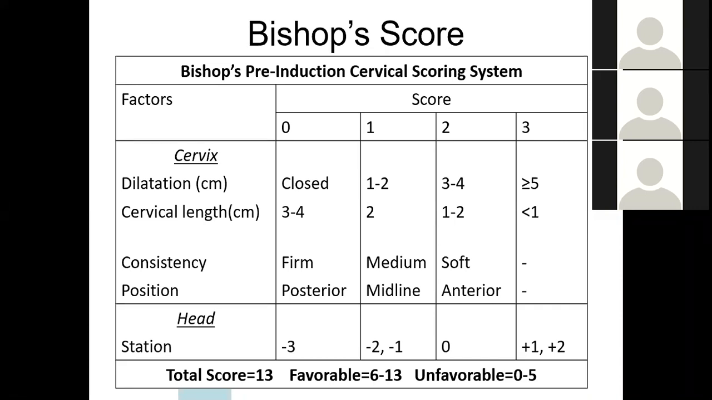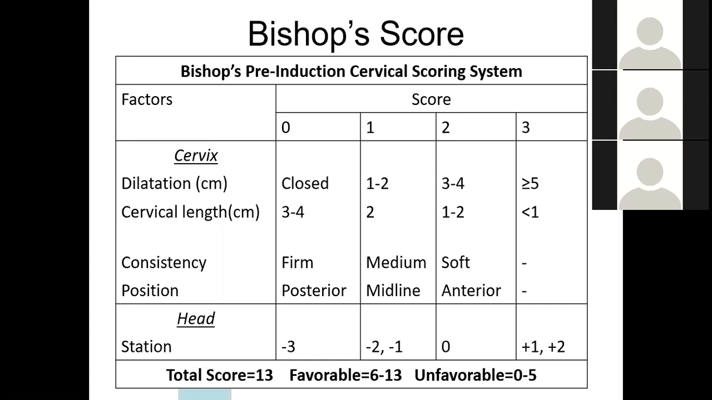On cervical length, if the length of the cervix is 3 to 4 centimeters, we score 0. If it's 2 centimeters, we score 1. If it's 1 to 2 centimeters, we score 2. And if the cervical length is 1 centimeter, we score 3. On consistency, the cervix can be either firm, medium, or soft. If it's firm, we score 0, medium 1, and soft 2.